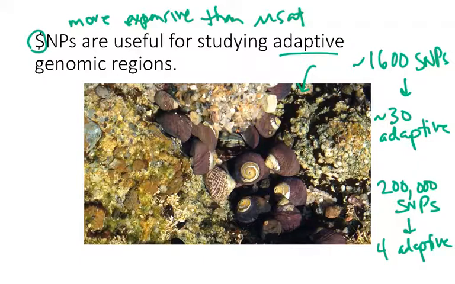And so that's why it's beneficial to use SNPs when you're studying adaptive genomic regions, because you have more options, you have many more markers to choose from, and then you can whittle that down and have a better chance of finding some of those very, very few ones that are actually adaptive.